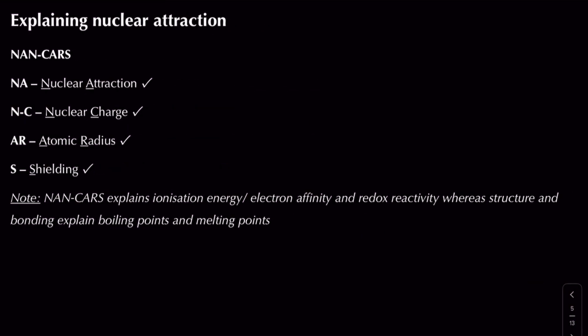If we were to look at how we would explain this in the exam, though, what I would normally do is remember NANCARs, where we're looking at nuclear attraction. That's a keyword we need to mention, nuclear charge, atomic radius, and of course shielding. If you mention all of these four every single time, you will always get full marks in every single one of these questions. And this method of using NANCARs can also be used to explain trends in ionization energy, electron affinity, and redox reactivity as well, so the ability to become oxidized or reduced itself.